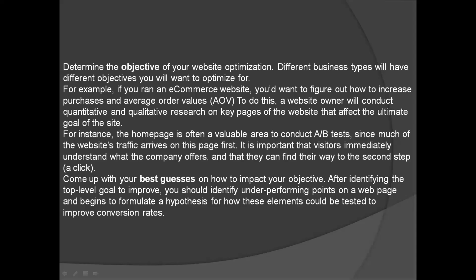To do this, we will conduct qualitative and quantitative research on key pages on the website that affect the ultimate goal of the site. For example, the home page is often a valuable area to conduct A/B tests since much of the website traffic arrives on this page first. It is important that visitors immediately understand what the company offers and that they can find their way to the second step or a click.